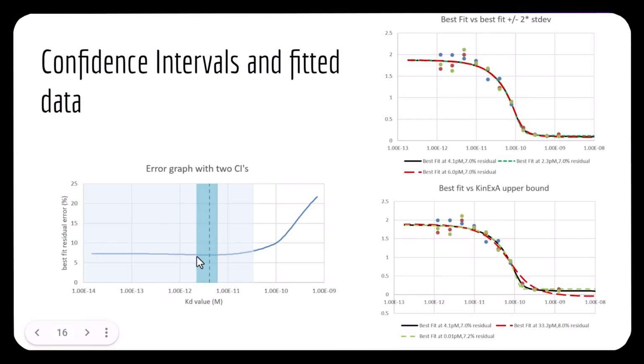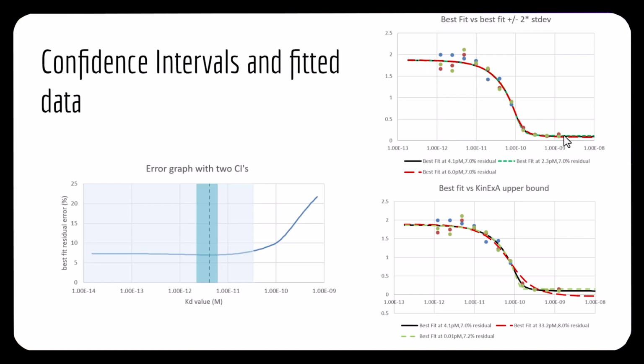And I went back in and looked at the best fit at each of the confidence bounds. On this graph, it's the plus and minus 2.48 standard deviations. First of all, you see the noisy data here, and the black line that you can barely pick up here is the best fit. And then the red dashed line is the best fit at 6 picomolar, which is the high level.